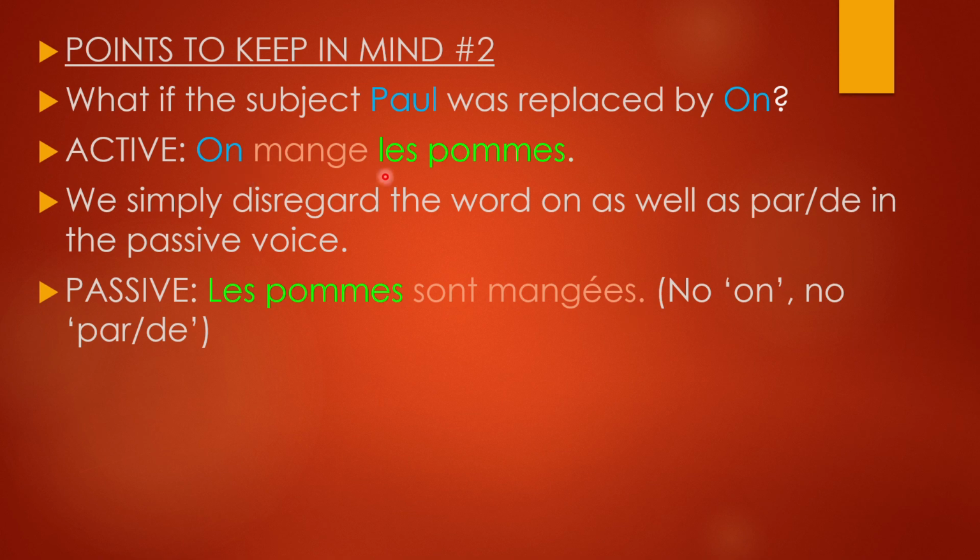So on mange les pommes: you bring les pommes in front, and the on you just throw away, and then you straight away start working on the verb. So it will become les pommes sont mangées. Someone eats the apples, the apples are eaten. Even in English, we wouldn't say the apples are eaten by someone, right? You just throw away the subject. There is no on, there is no par or de.